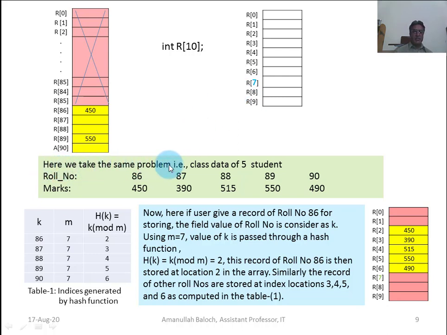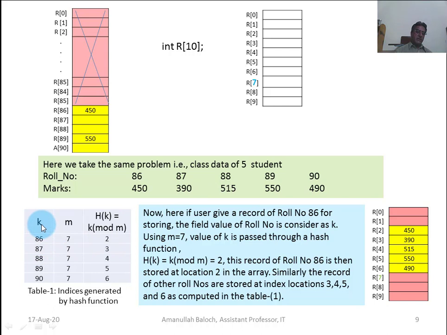Here we take the same problem, that is class data of 5 students, roll number and marks. This was the problem which we covered in the array data structure. Now we are covering this problem in hashing. We consider this roll number as the key, because with the help of this roll number we search the record of students, that is marks of students.